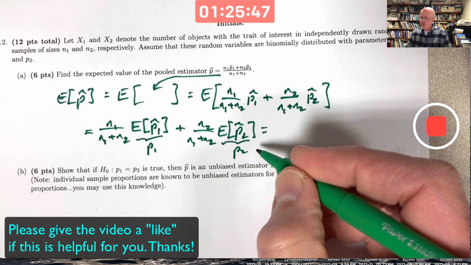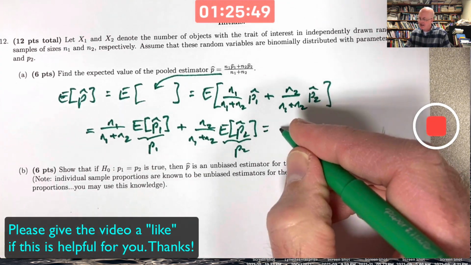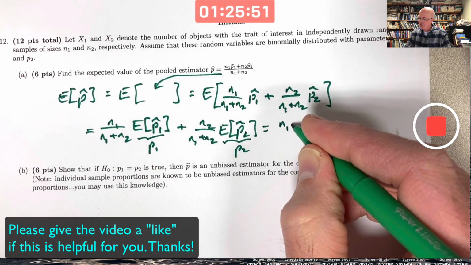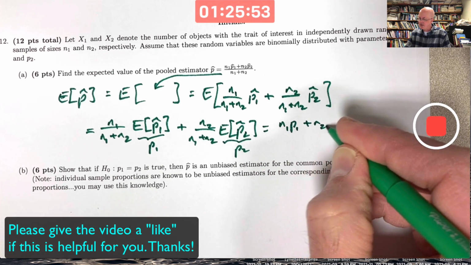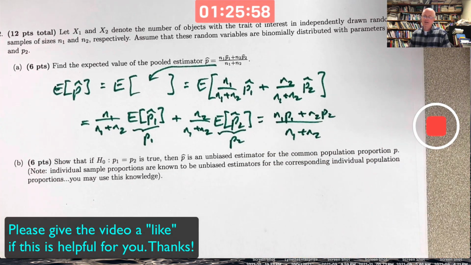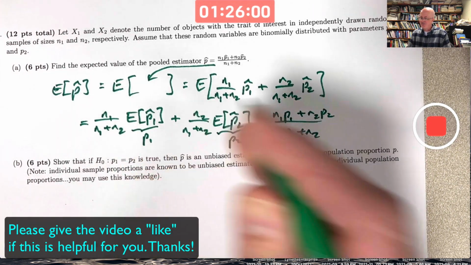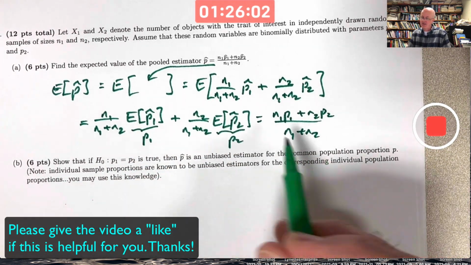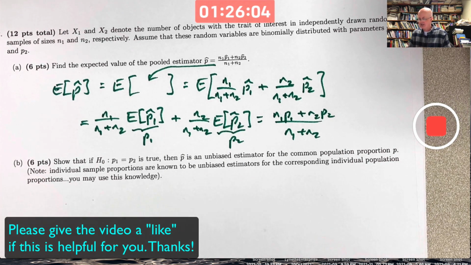So you replace those with p1 and p2, and then you can combine everything back together, if you like, into one fraction to get n1 p1 plus n2 p2 over n1 plus n2. Okay? So those are kind of funny steps to get to the answer you would think it would be anyway. But it's good to see that it works out.